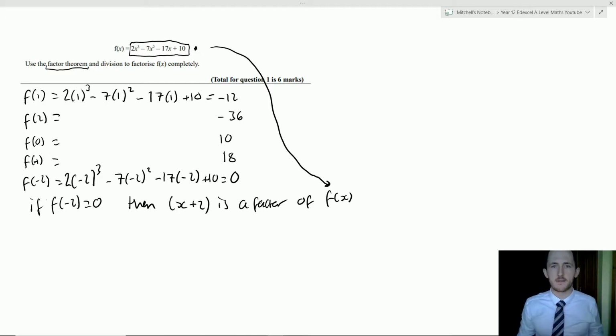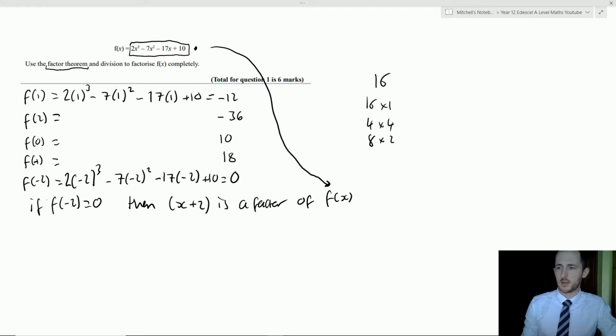And if we remind ourselves what a factor is, a number that will divide into another number. So if we said, what are the factors of 16? Well, what can I divide 16 by? Well, I can do 16 times 1. I can do 4 times 4. I can do 8 times 2. Right? So all of these are factors. So with algebra, obviously, we don't just have numbers. We also have a letter involved as well. Okay? So does anyone have any questions about that thus far?